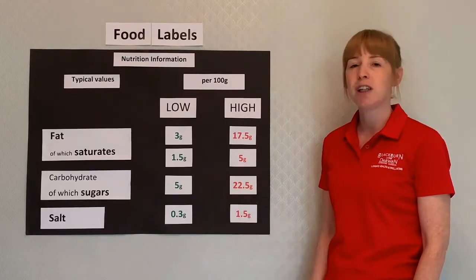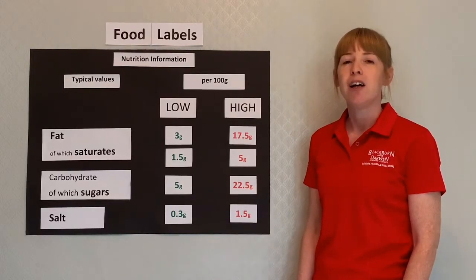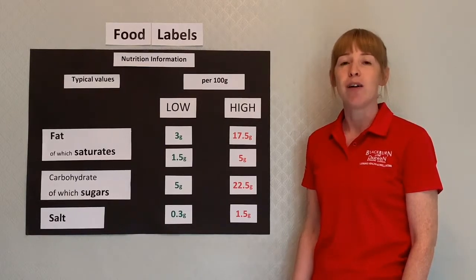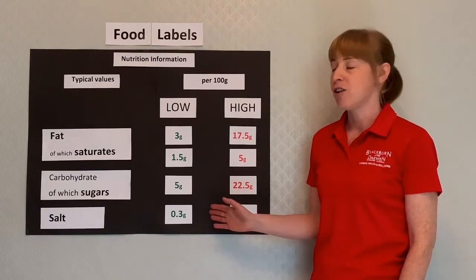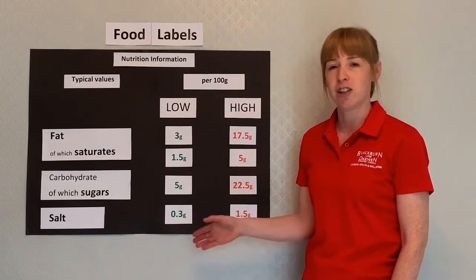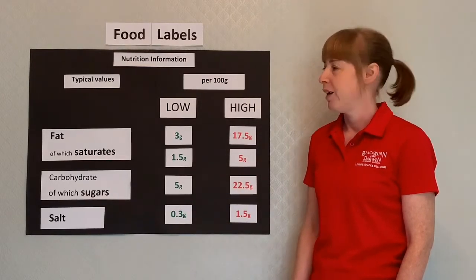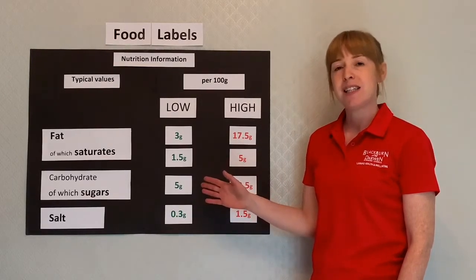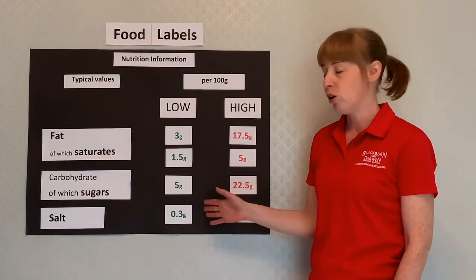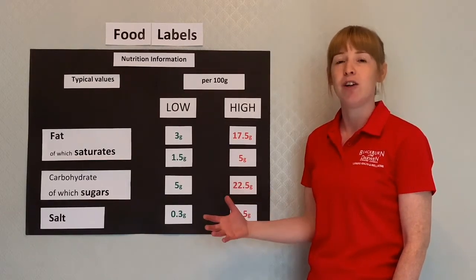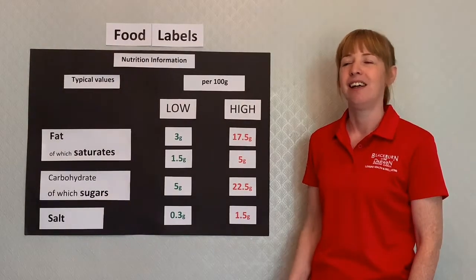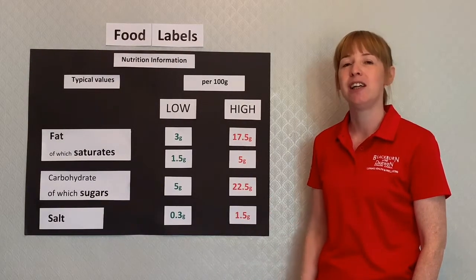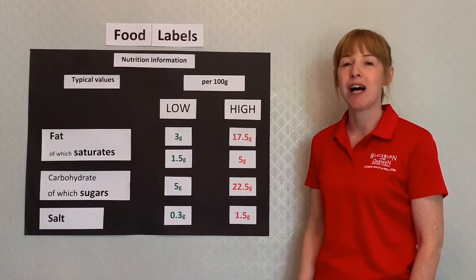Now we use the nutritional information as a way of guiding us with healthy products. And there are guidelines set for fats, sugars and salt. Keeping these three nutrients low is going to give you good nutritionally balanced foods. And you'll find this information either on the side or the back of packaging.